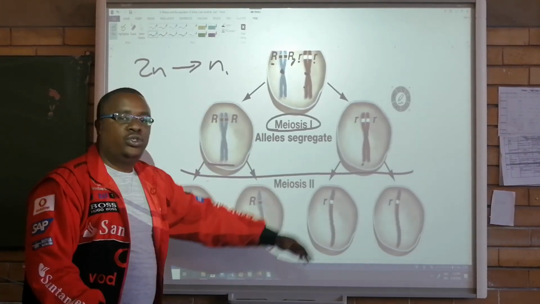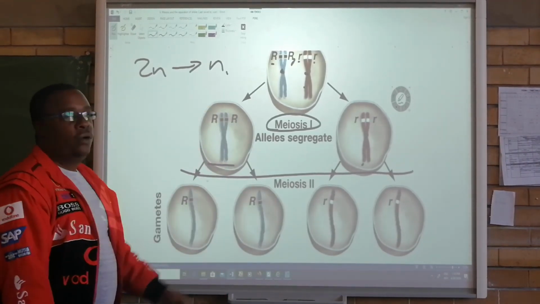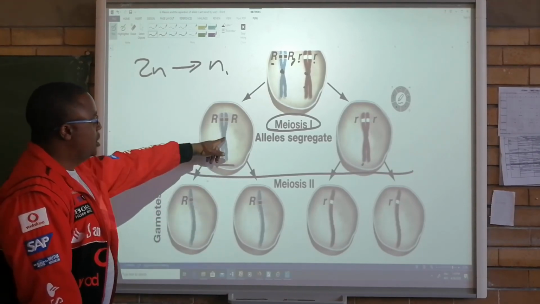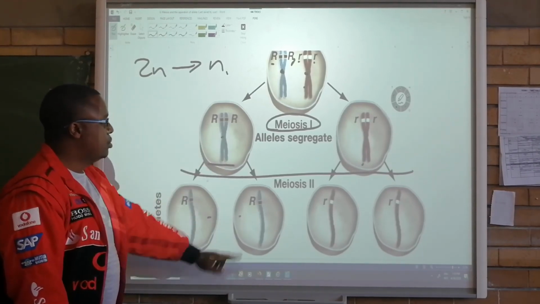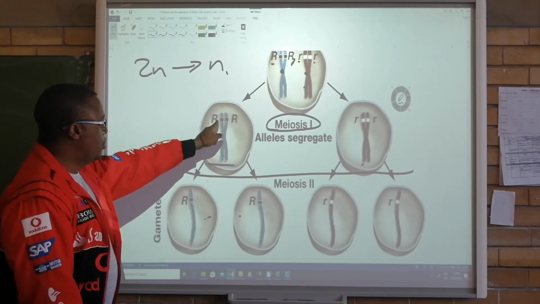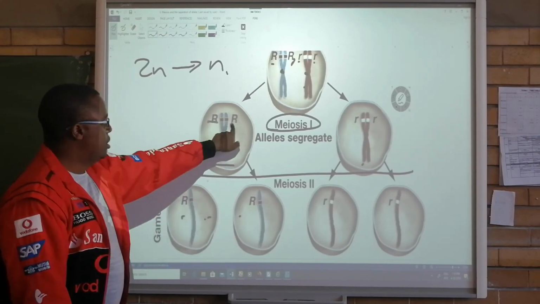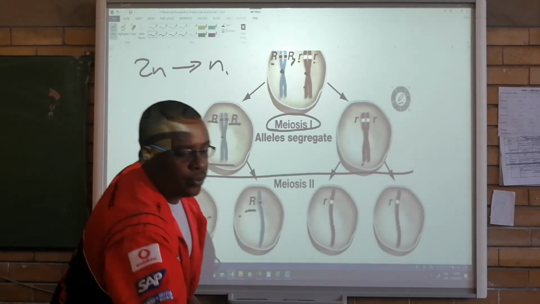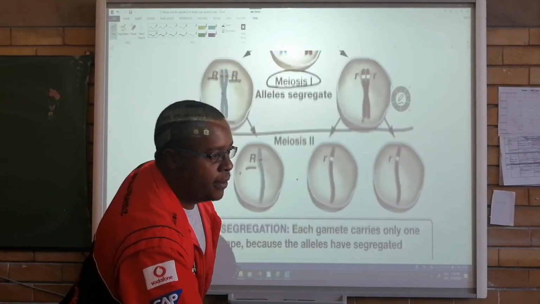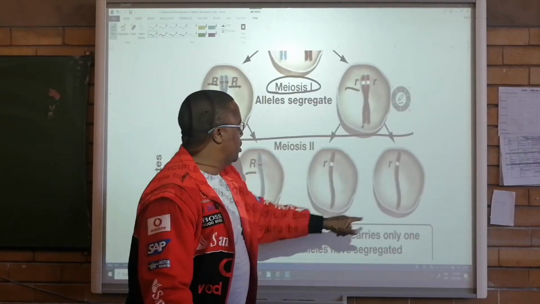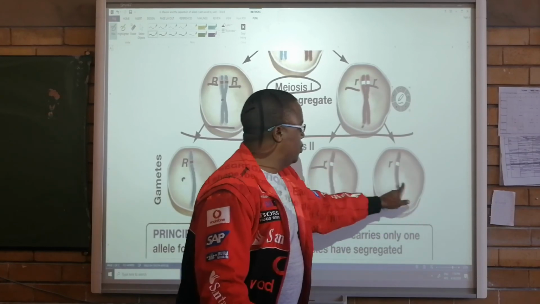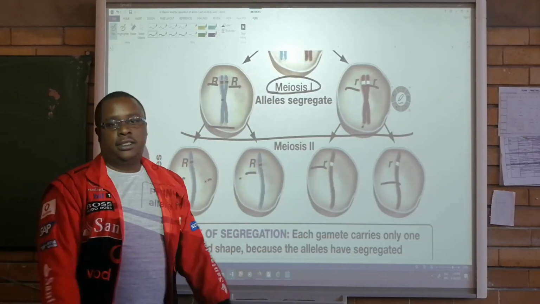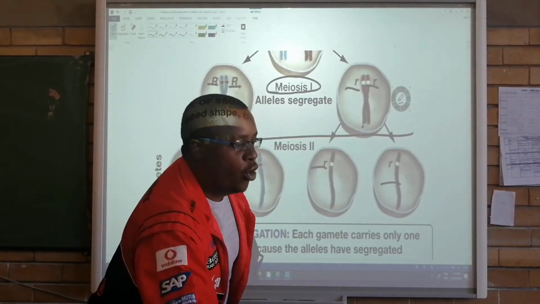And at the end of meiosis 2, you're going to have 4 gametes. This one here will split into 2. And then you end up with this one coming in here, this one coming in there. Same thing here. This one will come here, and this one will come in. And then that's it. Right. I hope you got that.